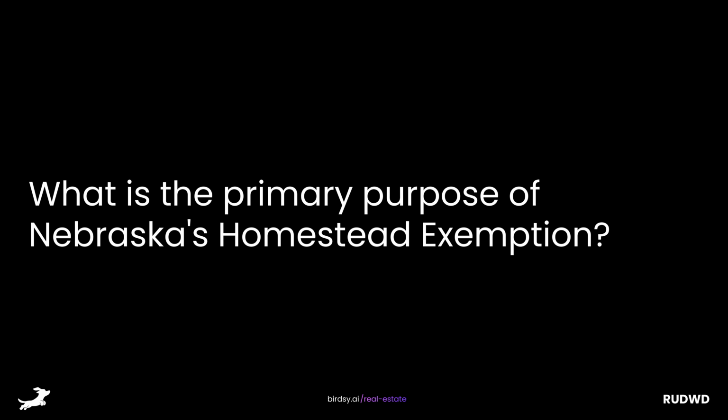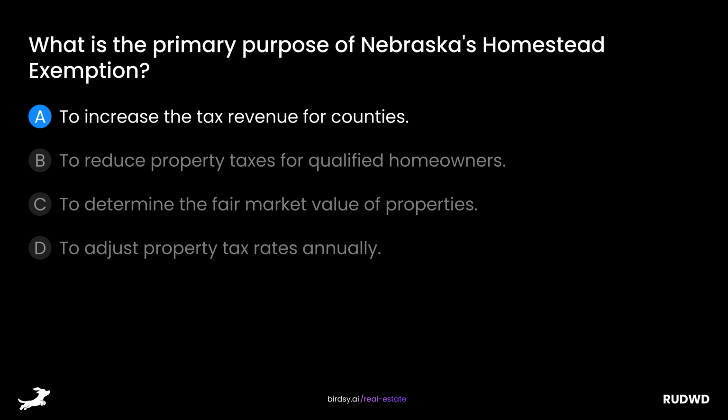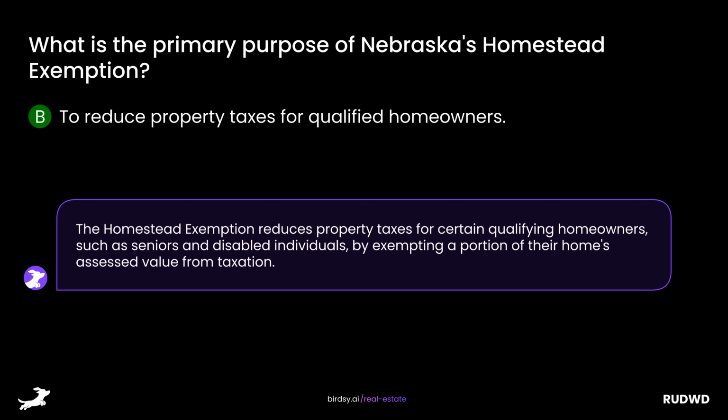What is the primary purpose of Nebraska's homestead exemption? Is it A, to increase the tax revenue for counties, B, to reduce property taxes for qualified homeowners, C, to determine the fair market value of properties, or D, to adjust property tax rates annually? The answer is B, to reduce property taxes for qualified homeowners. The homestead exemption reduces property taxes for certain qualifying homeowners, such as seniors and disabled individuals, by exempting a portion of their home's assessed value from taxation.